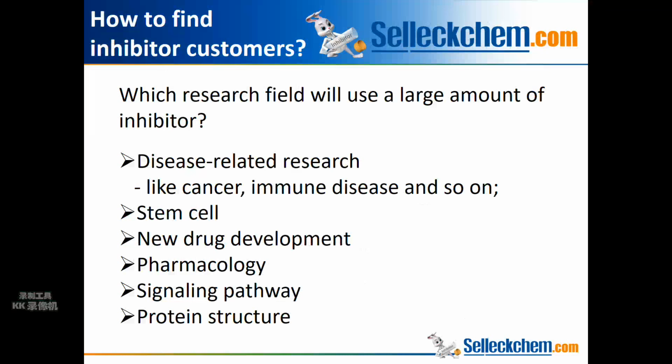Which research field will use a large amount of inhibitor? The disease-related research like cancer, immune disease, and so on, stem cell, new drug development, pharmacology, signaling pathway, and protein structure. All of the above may need a large amount of inhibitor.